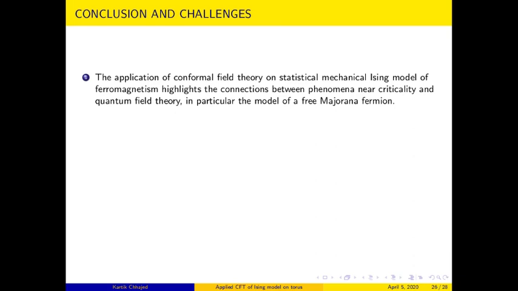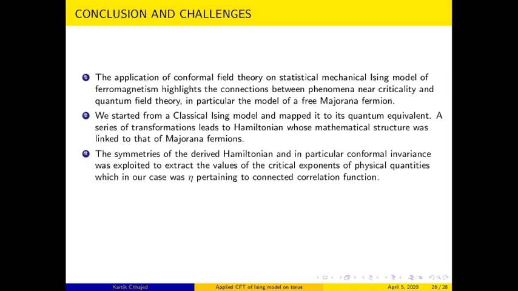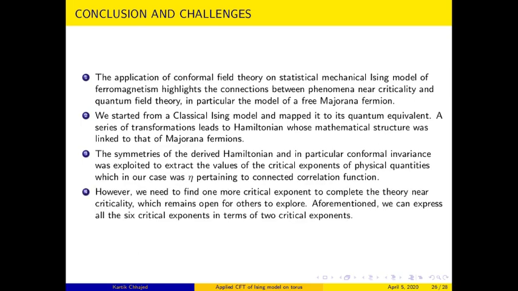We saw the application of conformal field theory on the statistical mechanical Ising model of ferromagnetism, which highlights the connection between the phenomena near criticality and quantum field theory, in particular the model of free Majorana fermion. We started from a classical Ising model and mapped it to its quantum equivalent. A series of transformations led to a Hamiltonian whose mathematical structure links to that of Majorana fermions. The symmetry of the derived Hamiltonian, and in particular conformal invariance, was exploited to extract the value of the critical exponent of a physical quantity, which in our case was eta, pertaining to the connected correlation function.